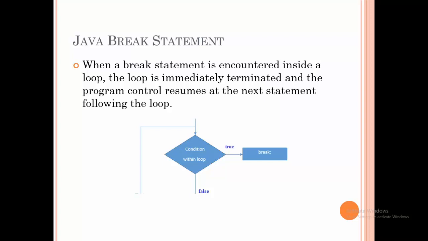So the flow is: if the condition within the loop is true, I want to break out of the iteration. If false, it continues. So that is the use of Java break statements in loops. So let's see for loop, while and do while loop with a break statement.